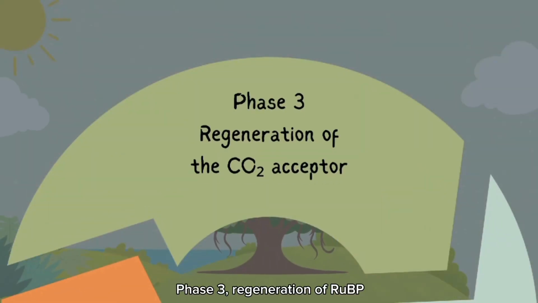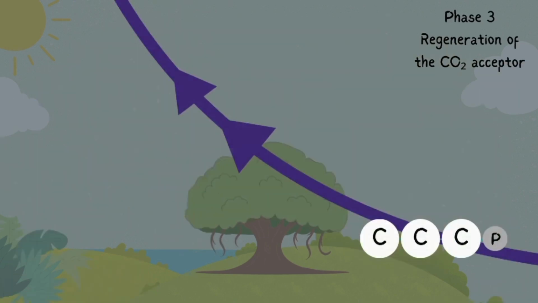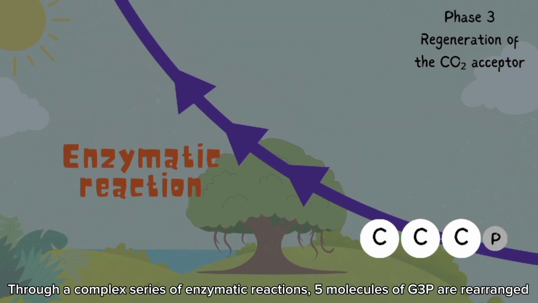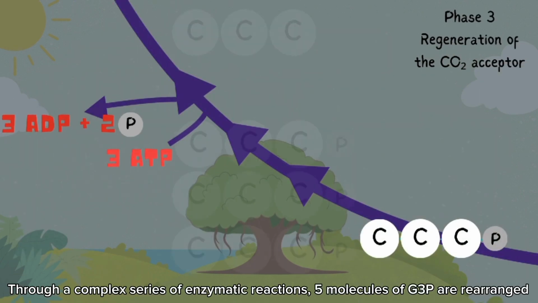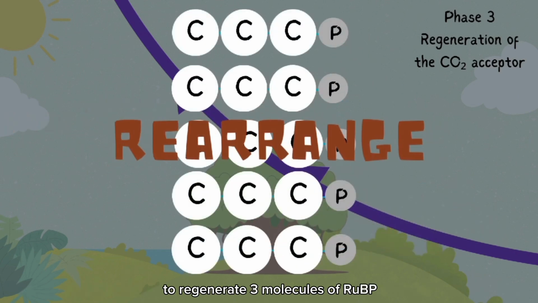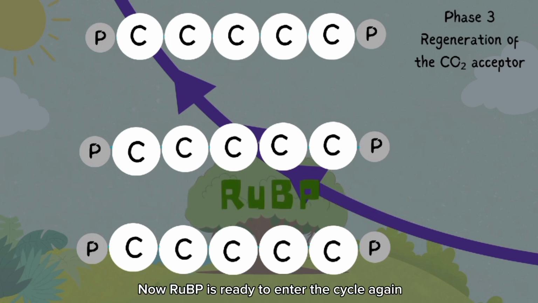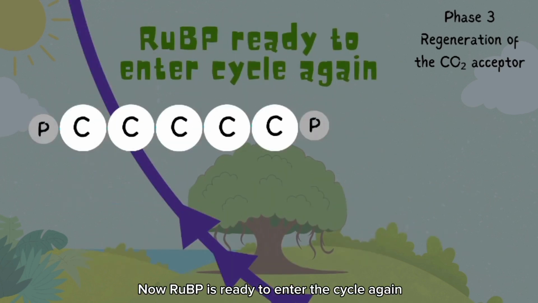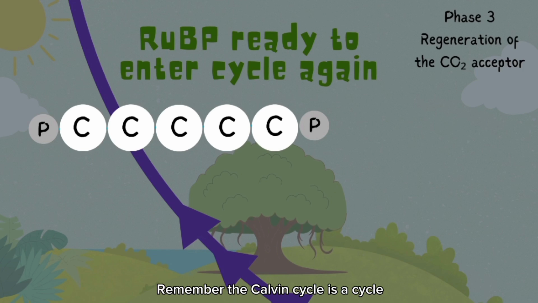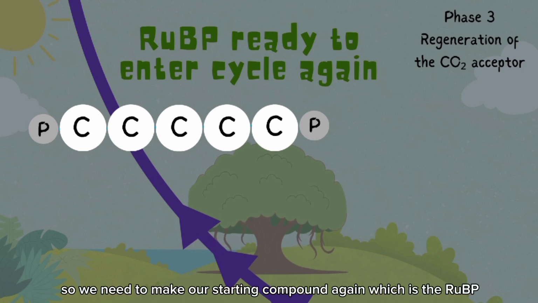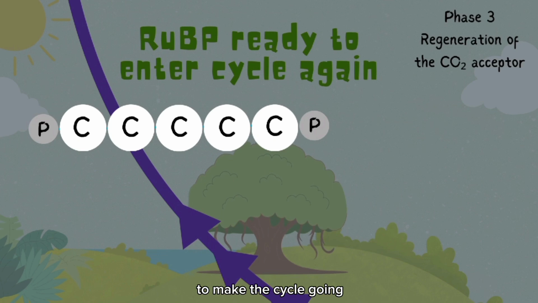Regeneration of RuBP. Through a complex series of enzymatic reactions, 5 molecules of G3P are rearranged to regenerate 3 molecules of RuBP. This step requires 3 ATP. Now, RuBP is ready to enter the cycle again. Remember, the Calvin cycle is a cycle, so we need to make our starting compound again, which is RuBP, to keep the cycle going.